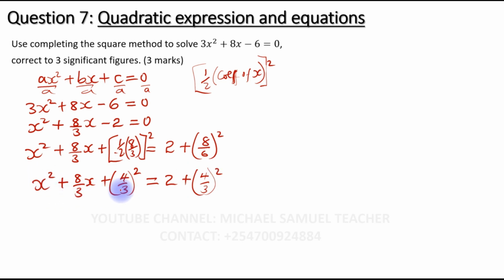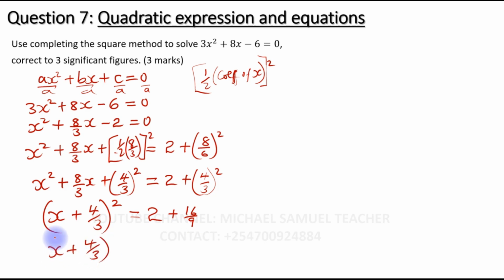Now in the left hand side we make it a perfect square, so we can write it as (x plus 4/3) squared will be equal to 2 plus, now 4/3 squared will be 16/9. So we move on. (x plus 4/3) squared will be equal to 2 plus 16/9. We get 34/9. Therefore, we need to get the value of x.